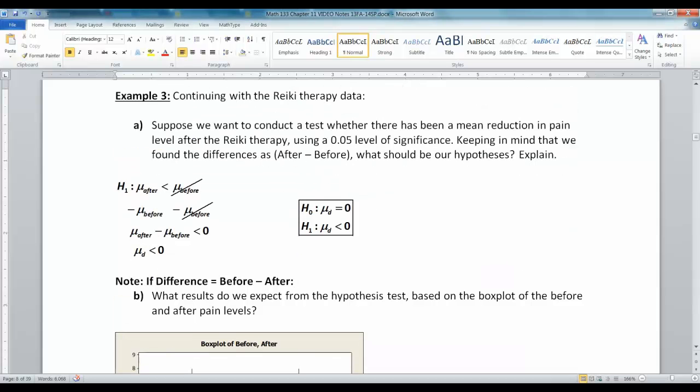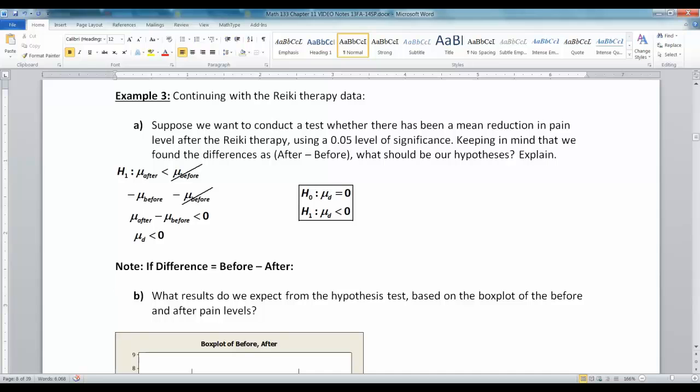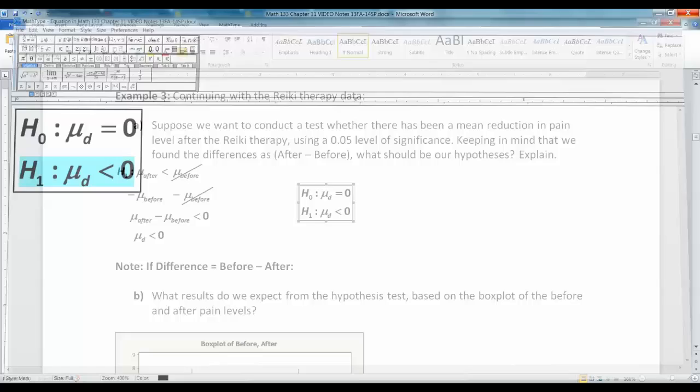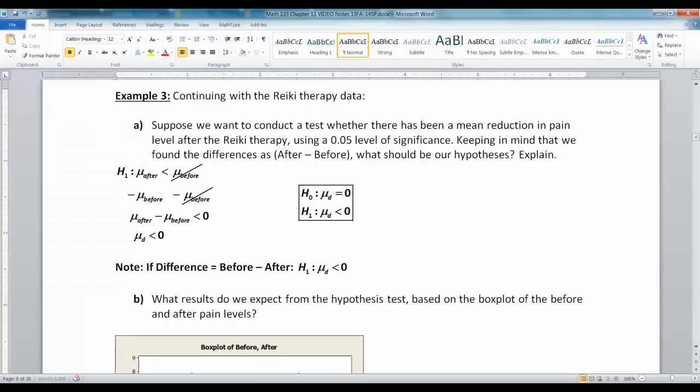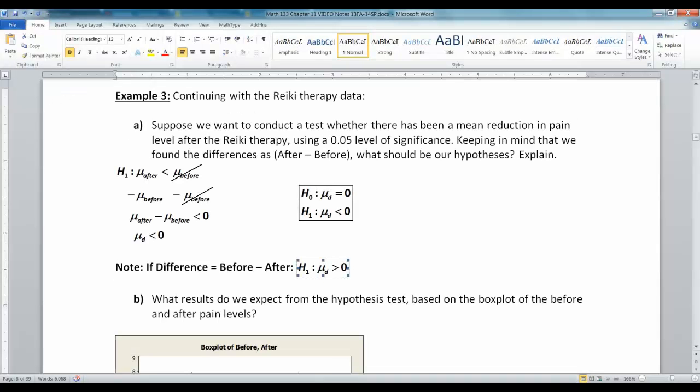Now we had just left off here finding the null and alternative hypotheses for this mean of the differences for our matched pairs. And I wanted to make a note to you all right here that if we had set up in the problem that it was after minus before, but if we had done that backwards, if we had done before minus after, then your alternative wouldn't have been a less than, your alternative would have been a greater than, right? Because if you're going the other direction, you expect after to be smaller than before, so you expect this difference to be greater than 0.